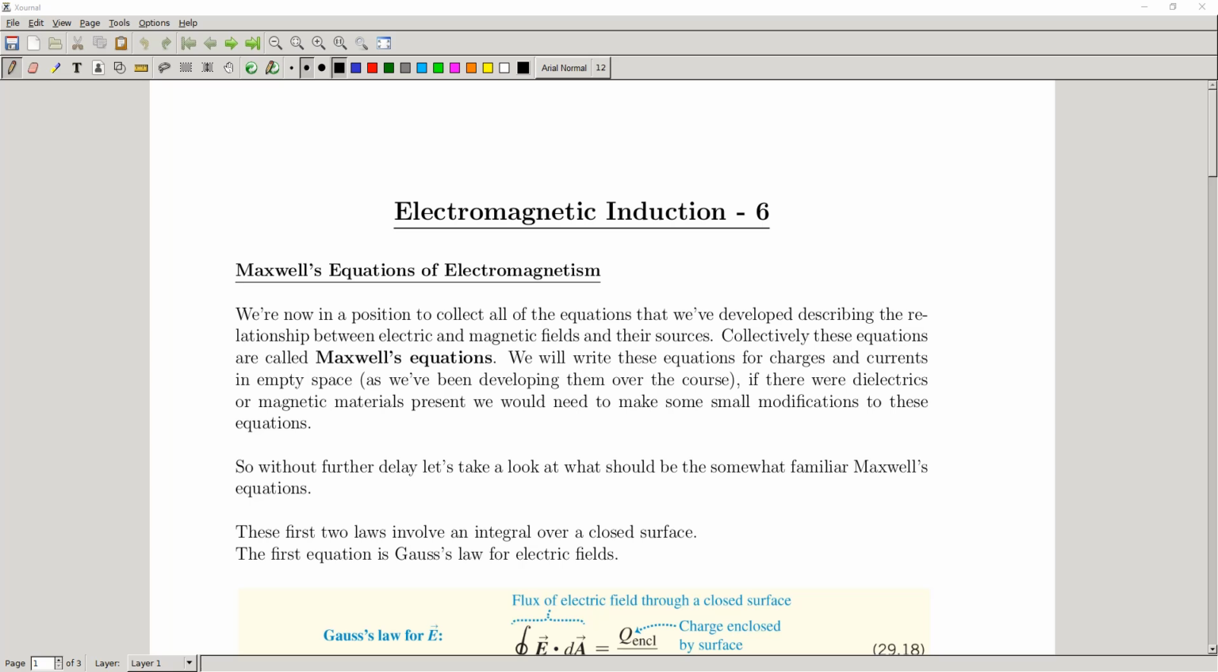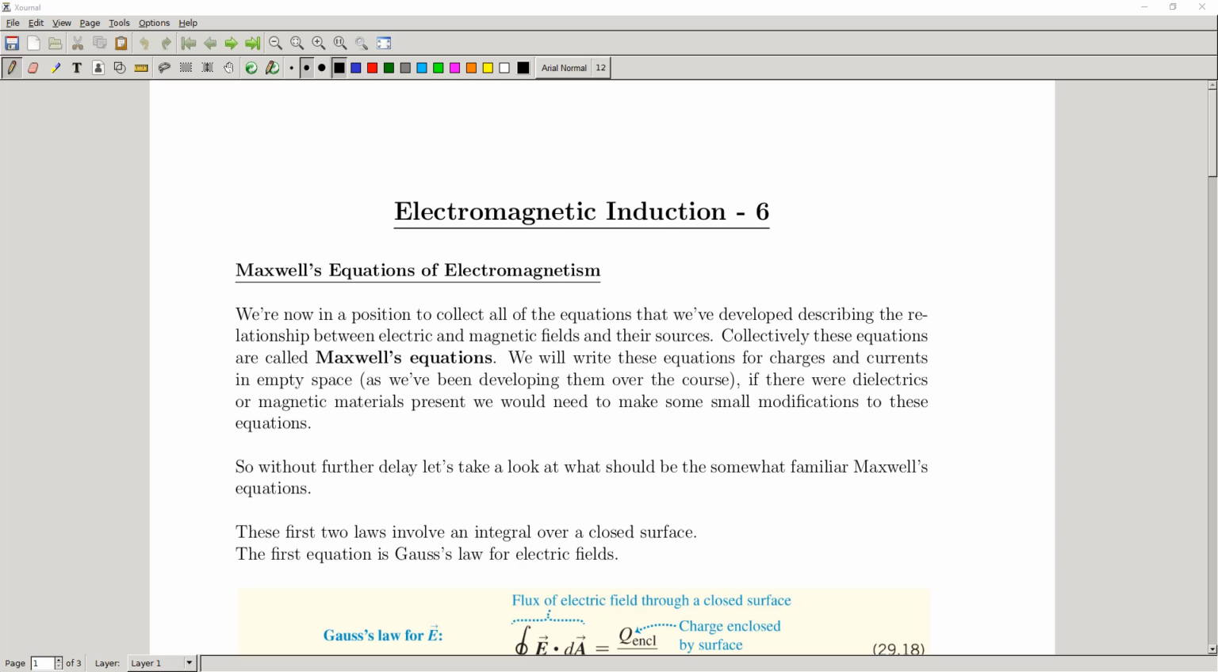We're going to write down all these equations for charges and currents in empty space, like we've developed them. We've always been doing these calculations in a vacuum or something similar, where we have our electric constant being the value that it is, and we're not doing the calculations in the presence of some large permanent magnet or a dielectric, which we didn't talk about in this course, so we don't have to worry about that.